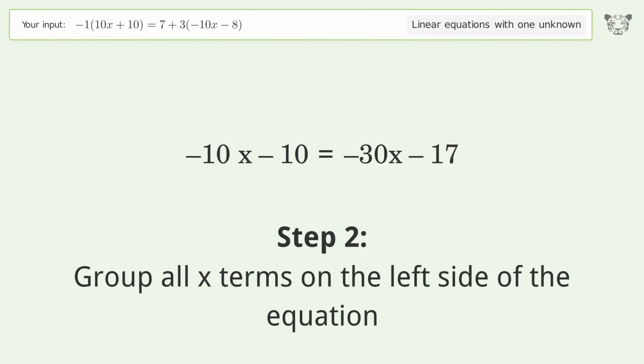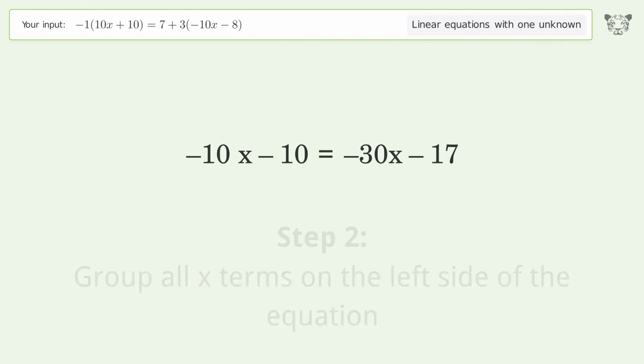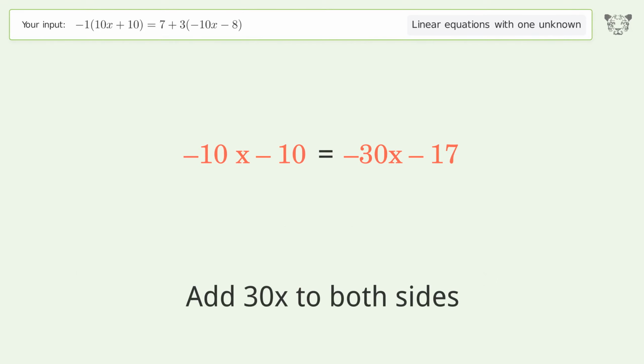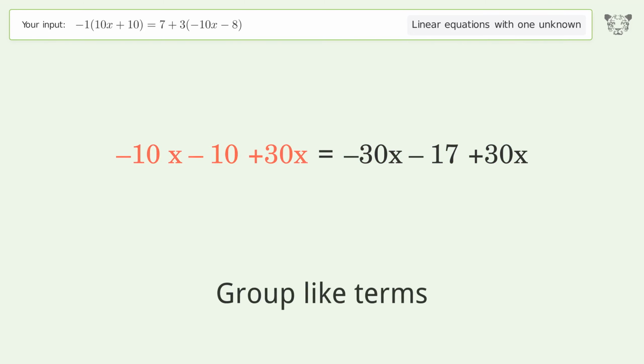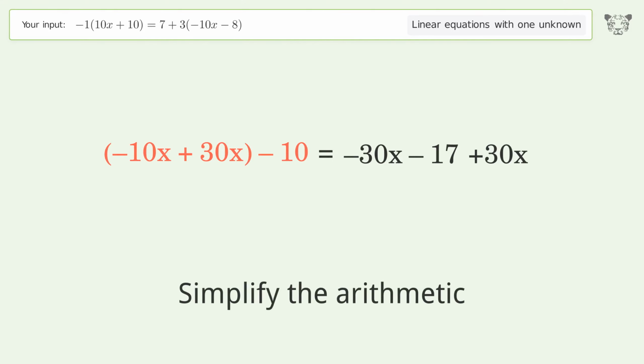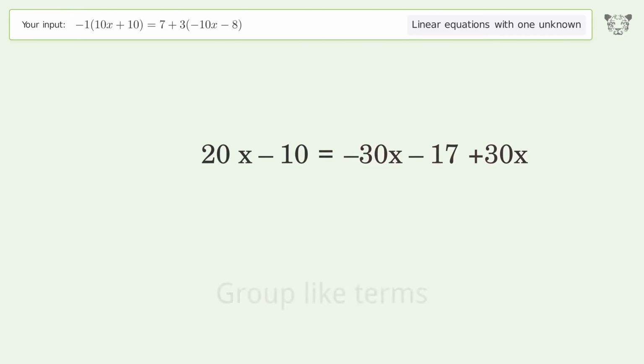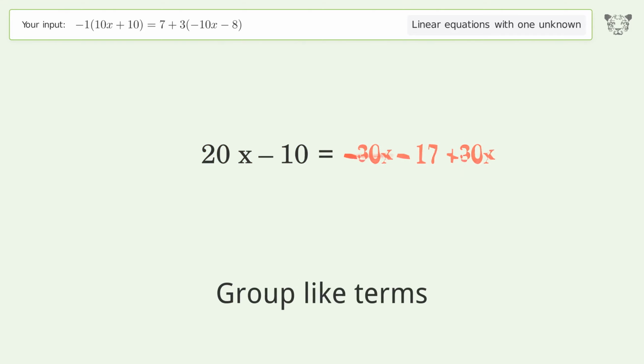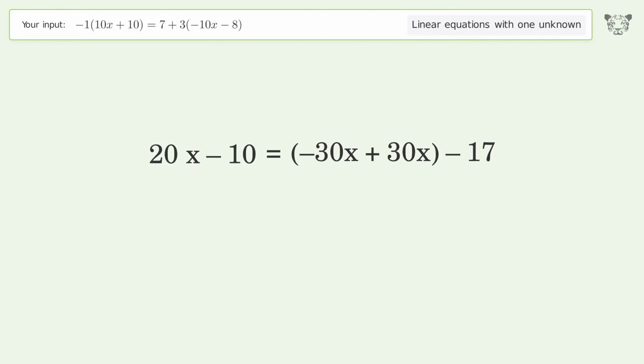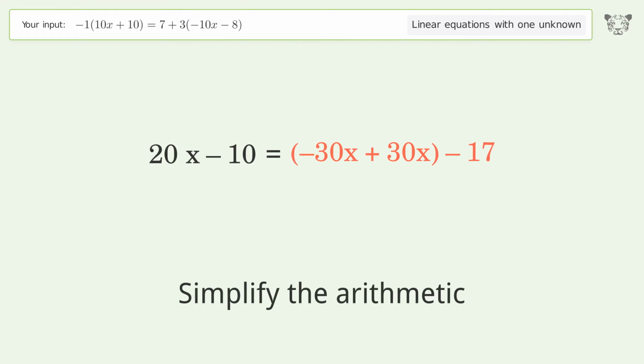Group all x terms on the left side of the equation. Add 30x to both sides. Group like terms. Simplify the arithmetic. Group like terms. Simplify the arithmetic.